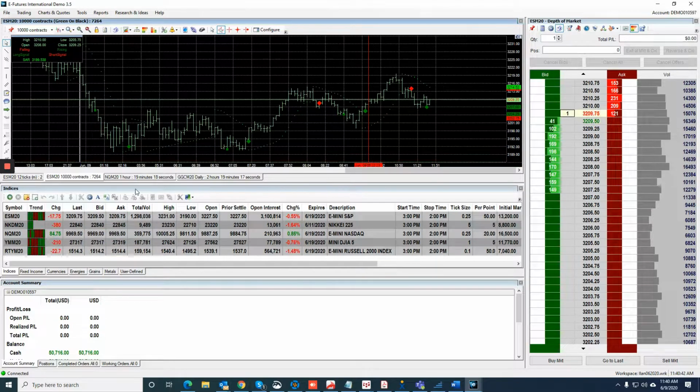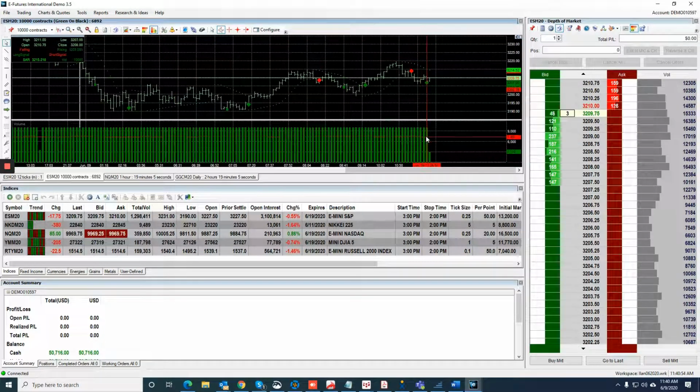happens. On the other hand, if you're using volume bars, which we are right now, we're using the mini S&P 10,000 volume bar. So that means that every time 10,000 contracts traded, as you can see, a new bar will complete. So that's why you see all the volume bars are the same, 10,000 volume bars.